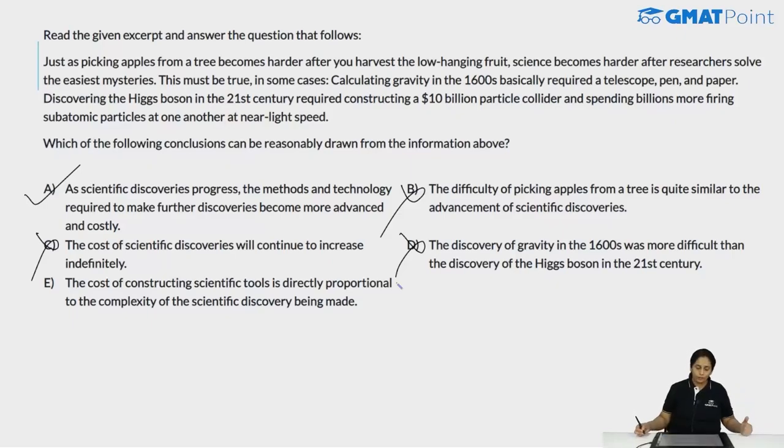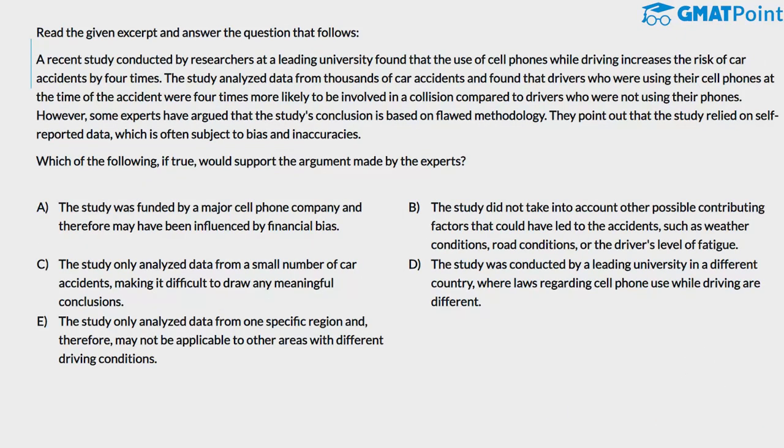The cost of constructing scientific tools is directly proportional to the complexity of the scientific discovery being made. No. Firstly, it's not about the complexity of the discovery made. The cost of the tool is shown as an indicator of how difficult it is. It's not that it will proportionately rise, like, okay, you are making a 2x more complex discovery, so it will become 2x. That is not the point. That is not the relationship established by anything in the passage. They are only mentioning how expensive things are getting to show how difficult things are getting. So E is also not the correct conclusion. A is the only correct conclusion. So the correct option to choose is option A.